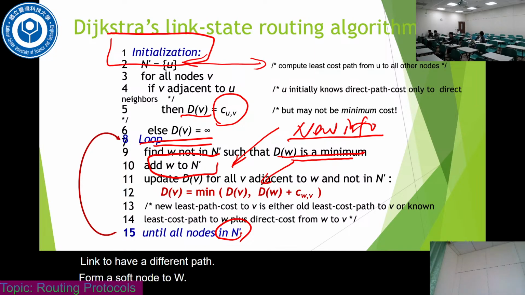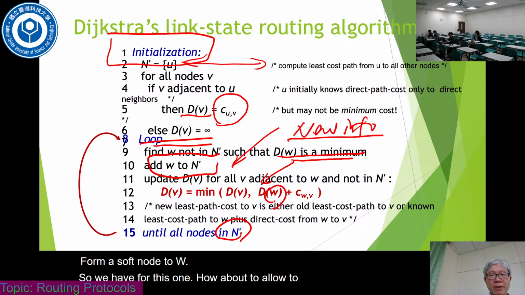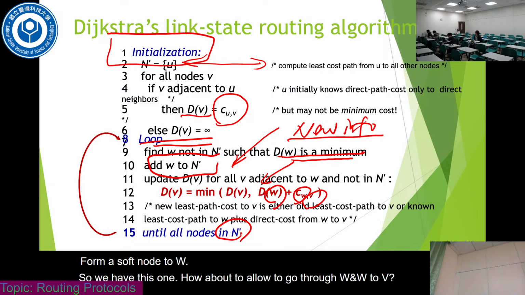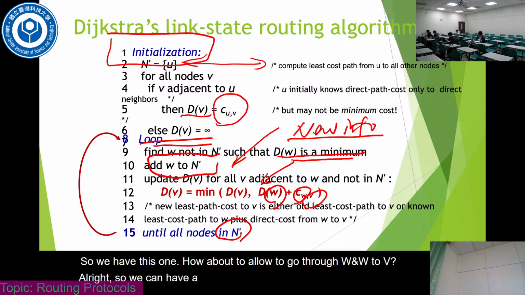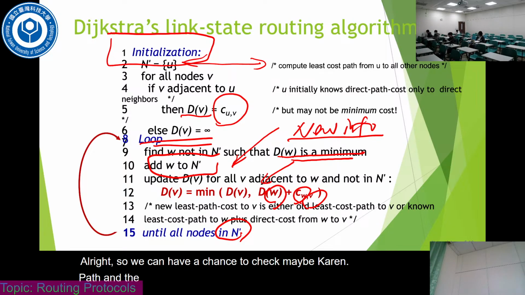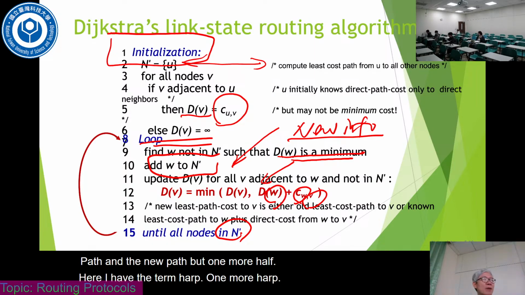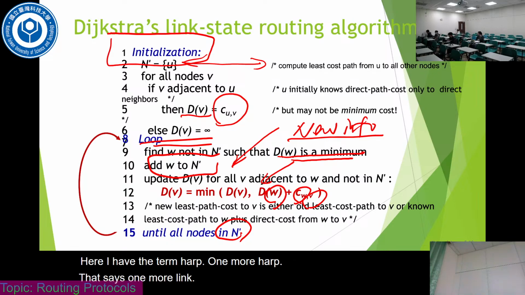So we have this one. How about allowing it to go through W and then W to V? All right, so we have a chance to check maybe the current path and the new path, but one more hop. Here I have the term hop, one more hop. That says one more link or one more node. So how about one more link and one more hop?